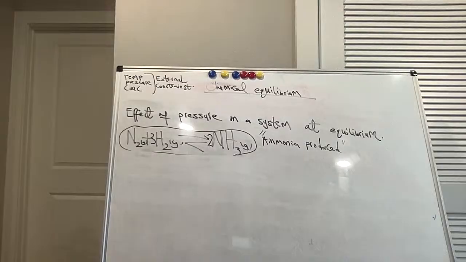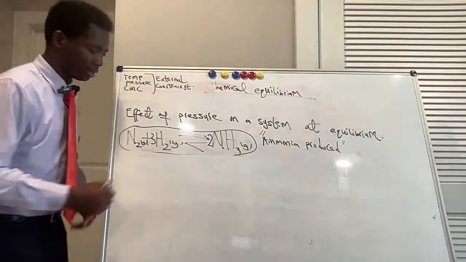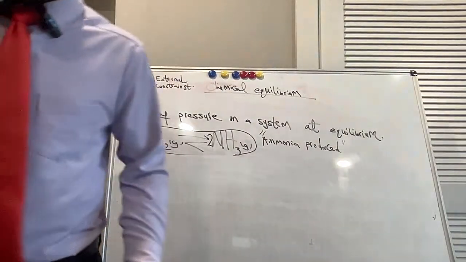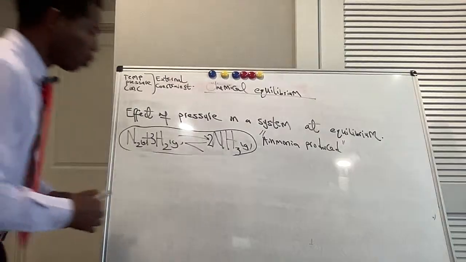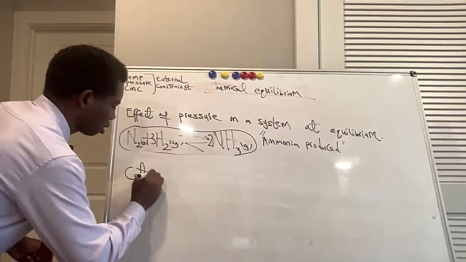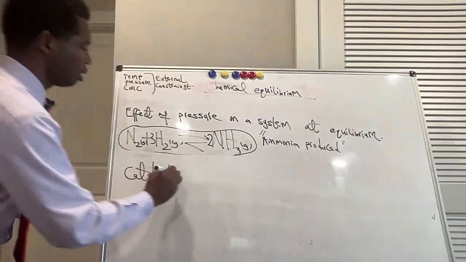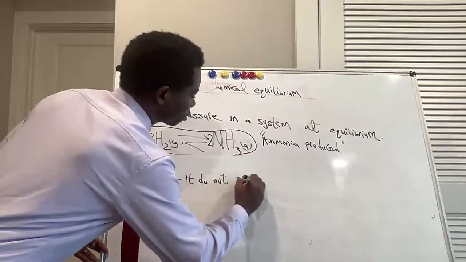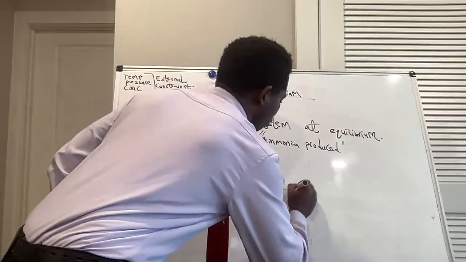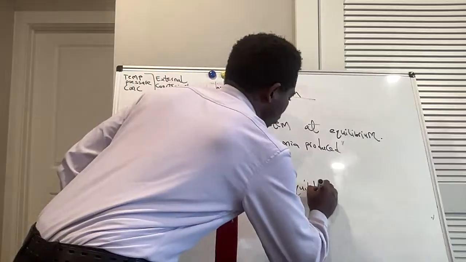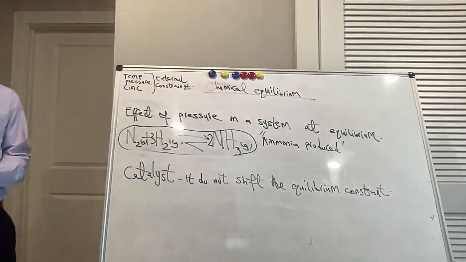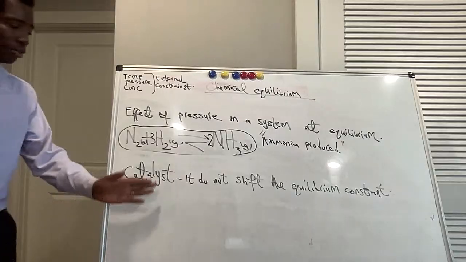So let's look at another effect, catalyst. We have looked at three major things that affect a system at equilibrium, which act as external constraints. Catalysts do not shift the equilibrium constant.